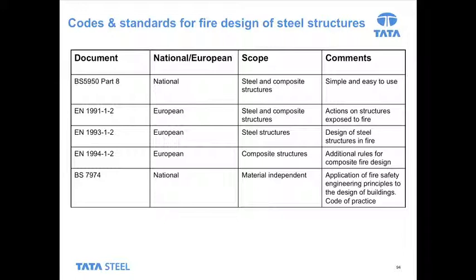And there's various bits of information in the Eurocodes contained in different places. So this is some of them here, in the steel standards and the composite standards. The Eurocodes are more sophisticated in their approach, and they're a bit more extensive in terms of what they cover compared to 5950 Part 8. We also have a standard BS 7974, which outlines the actual process to be followed in the application of fire safety engineering for the design of buildings.